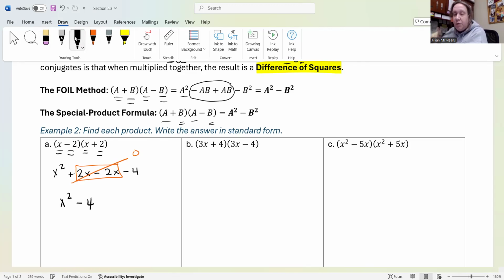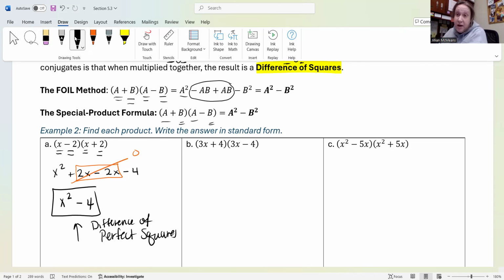So you're always going to end up with the first term squared minus the second term squared, basically. Okay? So there you have it. And notice right here, this is the difference of perfect squares. You know you have perfect squares with variables if the exponent is divisible by 2. So we have x squared, 2 is divisible by 2, so x squared is a perfect square. And then we're subtracting, that means difference. And then 4 is also a perfect square. Okay, a perfect square being a number that has a whole number square root or a nice pretty square root.